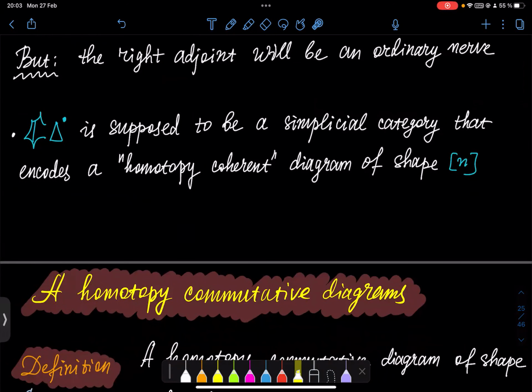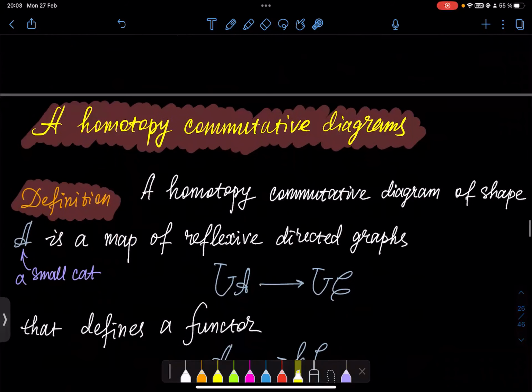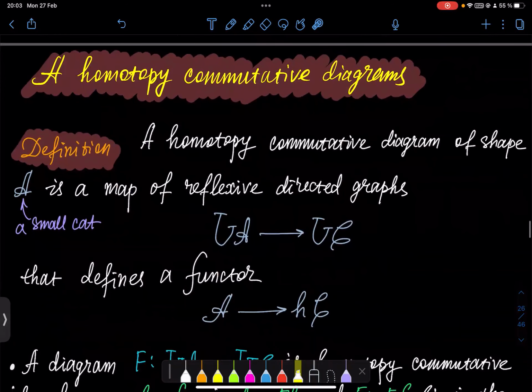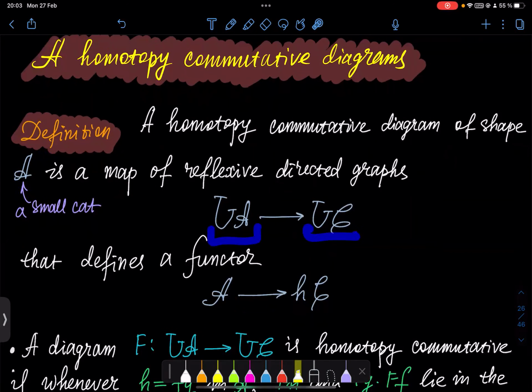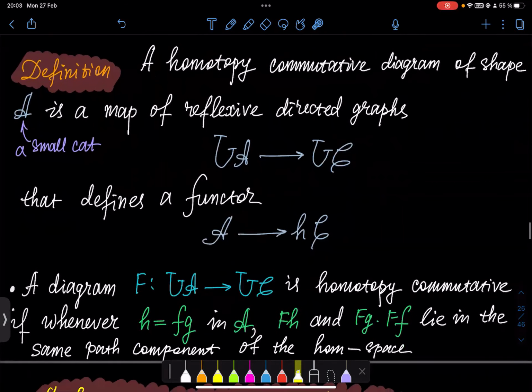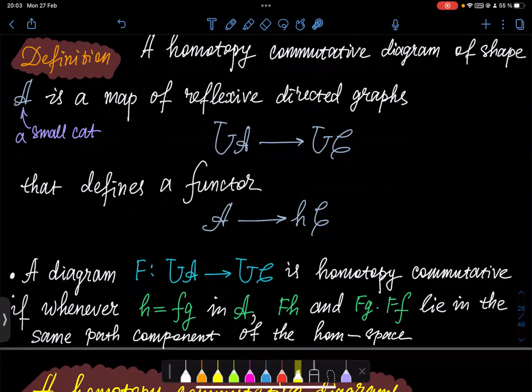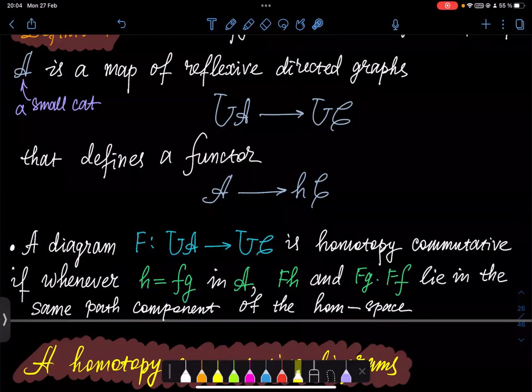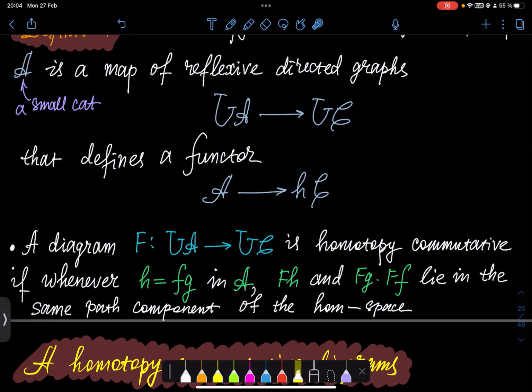And now I'm going to talk about homotopy commutative diagrams. So the definition of these objects: a homotopy commutative diagram of shape A, where A is some small category, is a map of reflexive directed graphs UA and UC that defines a functor from the category A to the homotopy category of C. And a diagram F is homotopy commutative if whenever we have the following equality in A, then FH and this composition lie in the same path component of the hom space.